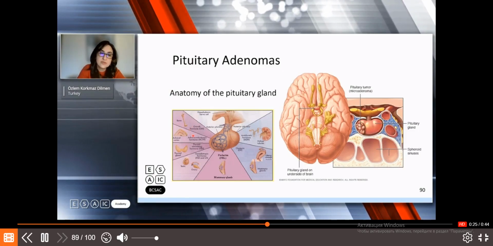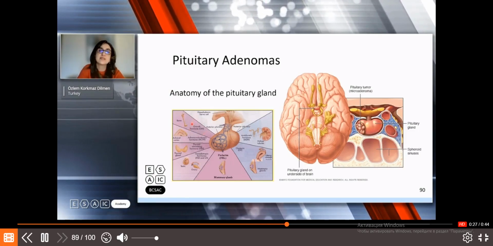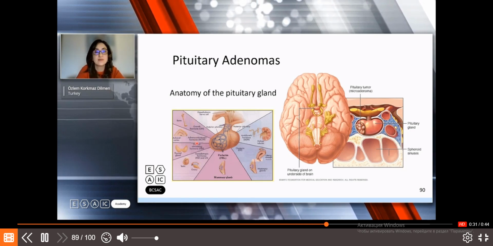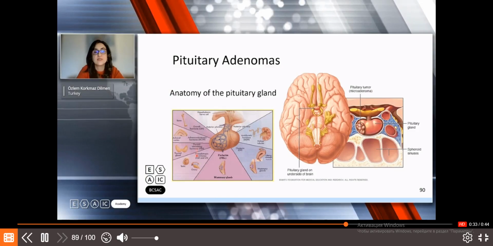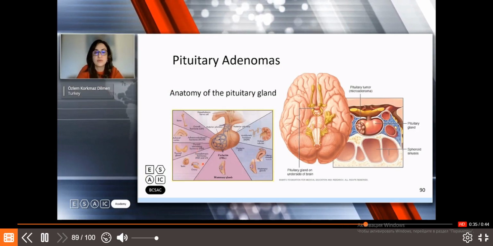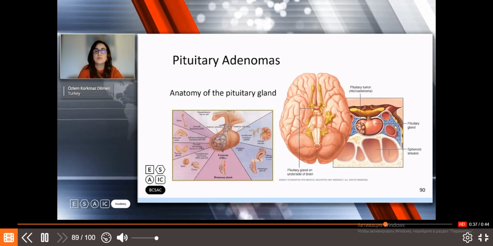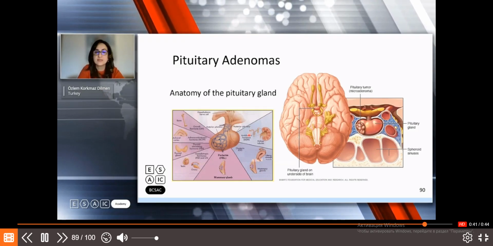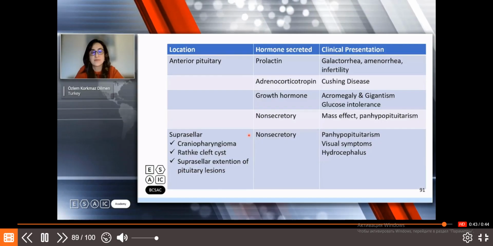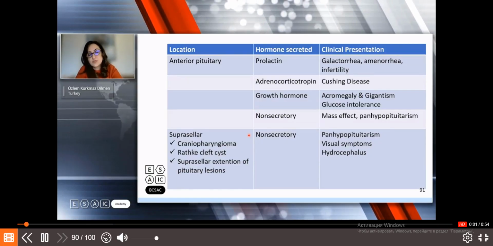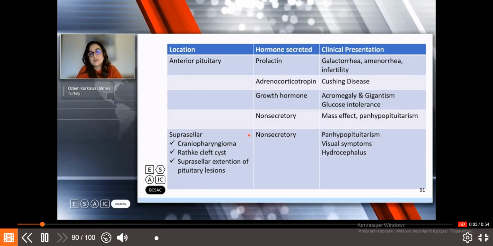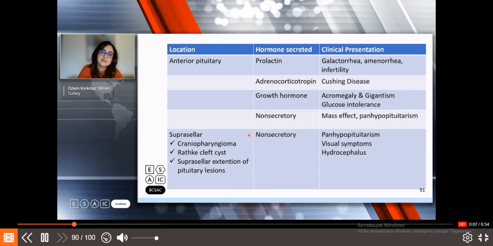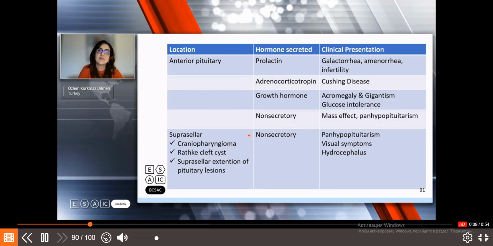The anterior pituitary gland produces growth hormone, adrenocorticotropic hormone, thyroid stimulating hormone, gonadotropin hormone, and prolactin. The posterior side produces antidiuretic hormone and oxytocin. The symptoms of pituitary adenomas are related to hormone secretions and their mass effects.